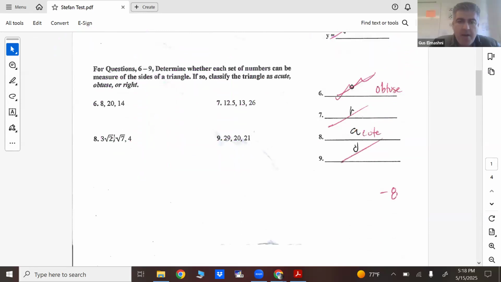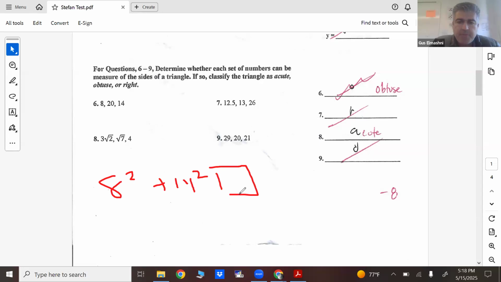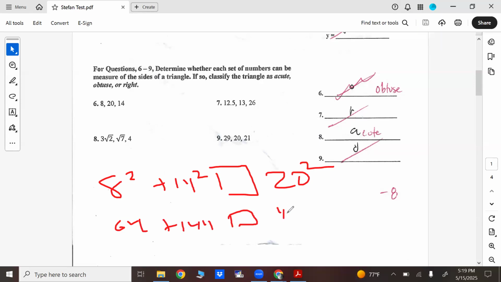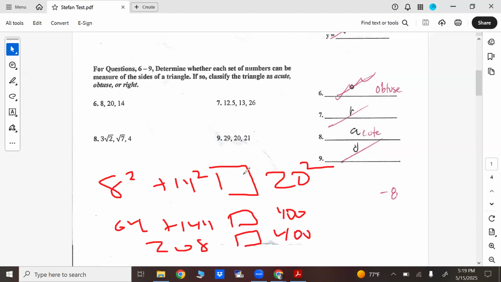So here, basically you're doing Pythagorean theorem. Yeah. I'll put a blank in 20 squared. You want to see how they compare? So that's 64 plus 144, and that's 400. That's 208. So this is happening, right? When that happens, it's obtuse.